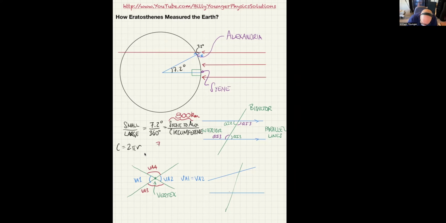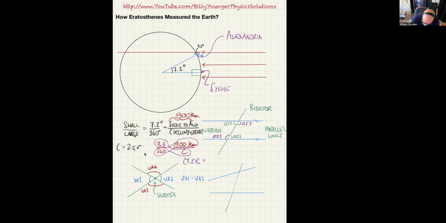So what we got is 7.2 over 360 is equal to 800 kilometers over the circumference of the Earth. The way we do such a mathematical operation is we take the diagonals and cross multiply them. So when I multiply 7.2 times c, I get 7.2 times c. Now I take the other diagonal, which is 360 times 800. Now that's a big number. I'm going to write it down, but there's a simpler way to deal with it. Either way, I'm going to take 360 and multiply it by 800, and that gives me 288,000.